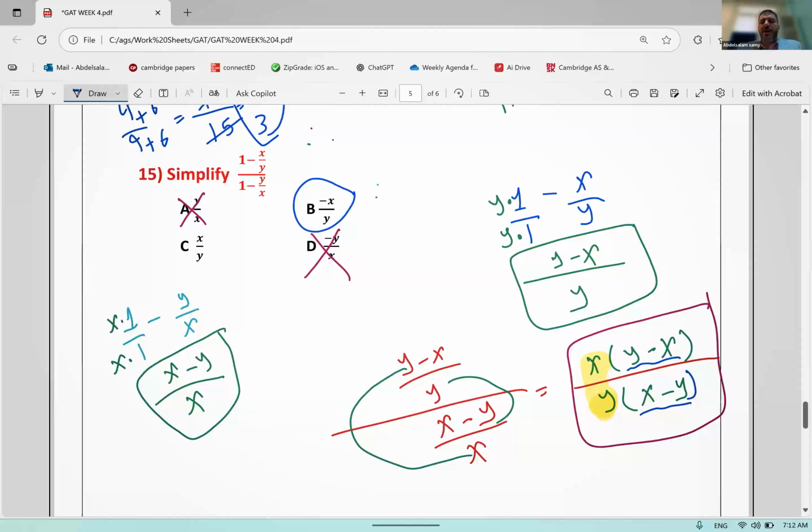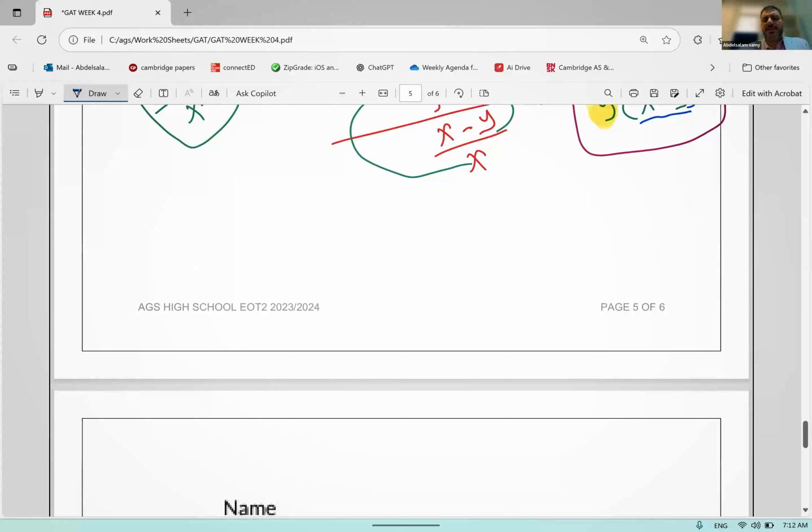Okay? We have a property here which is x minus y equals negative (y minus x). So if you have x minus y and y minus x, you can cancel it, but write negative 1.